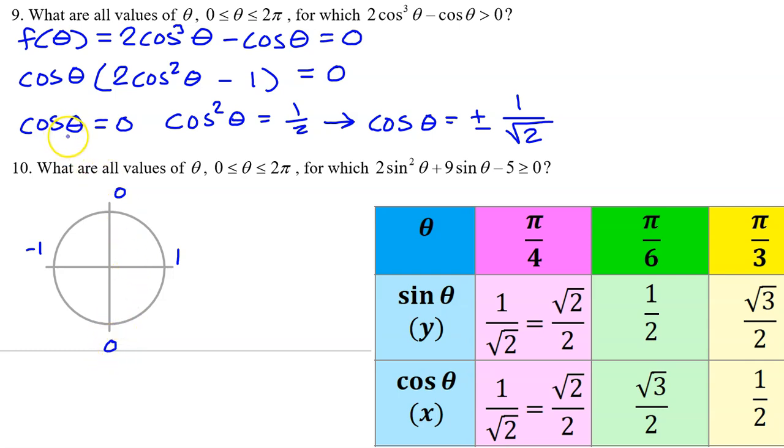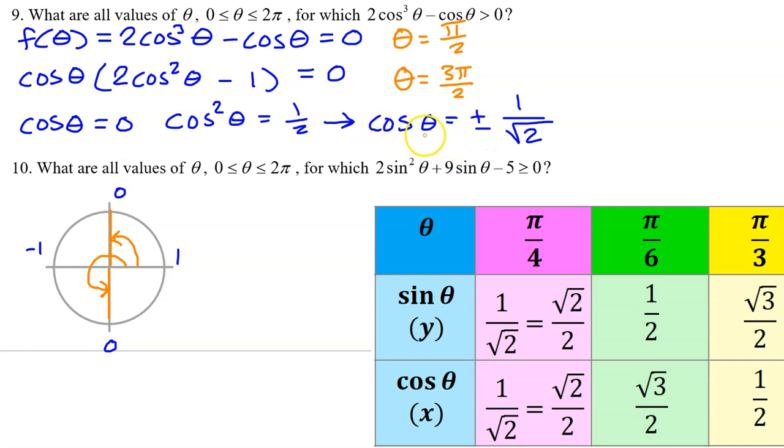The question was, where is cosine equal to 0? Well, that's right here at the top, which is at pi over 2 radians. So that's one solution. So we will have a critical value of theta equals pi over 2. But also down here at the bottom, which is 3 pi over 2. So that's another critical value for the sign chart. 3 pi over 2. So that's it for cosine theta equals 0.